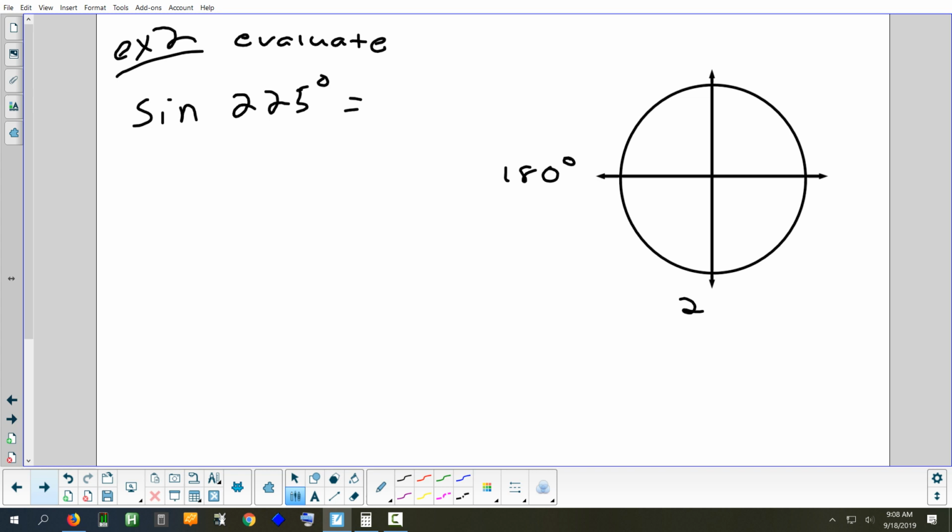So 180, 270. You can label the whole thing if you want, but you don't need to. So where's 225? Closer to 180? Closer to 270? Right in the middle. Yep, right in the middle.